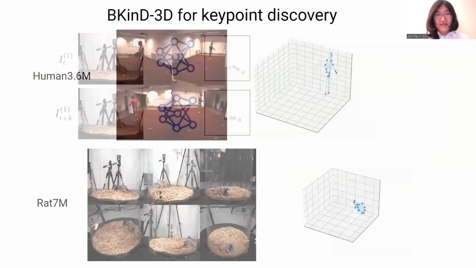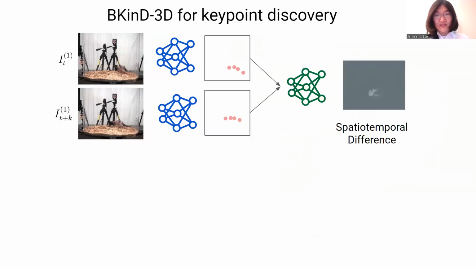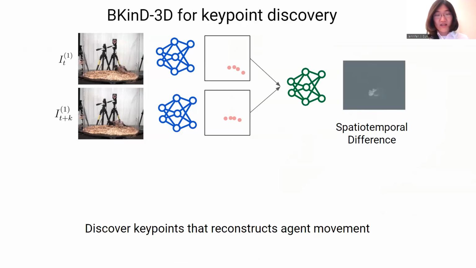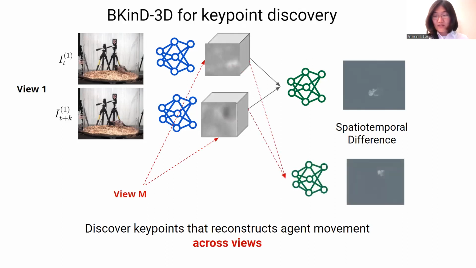Our method has been applied to discover keypoints on both humans as well as rats. The intuition of our method is that we start from 2 frames of a behavioral video, which is a video with stationary camera and background with moving agents. And we want to discover these key points in a self-supervised way that can reconstruct spatiotemporal difference of the moving agent. The idea of BKinD-3D is that we can now apply the spatiotemporal difference reconstruction loss across different views. So encoding information across views into a common volumetric bottleneck and doing spatiotemporal difference reconstruction now across views.